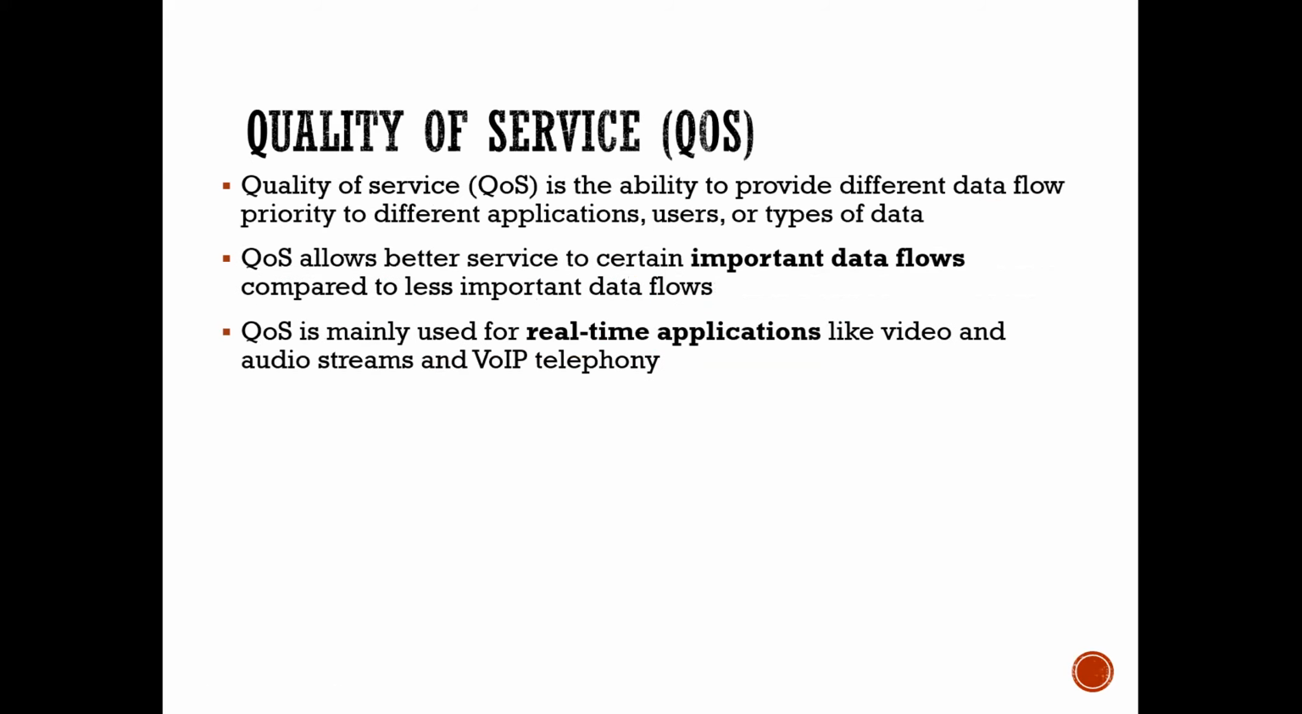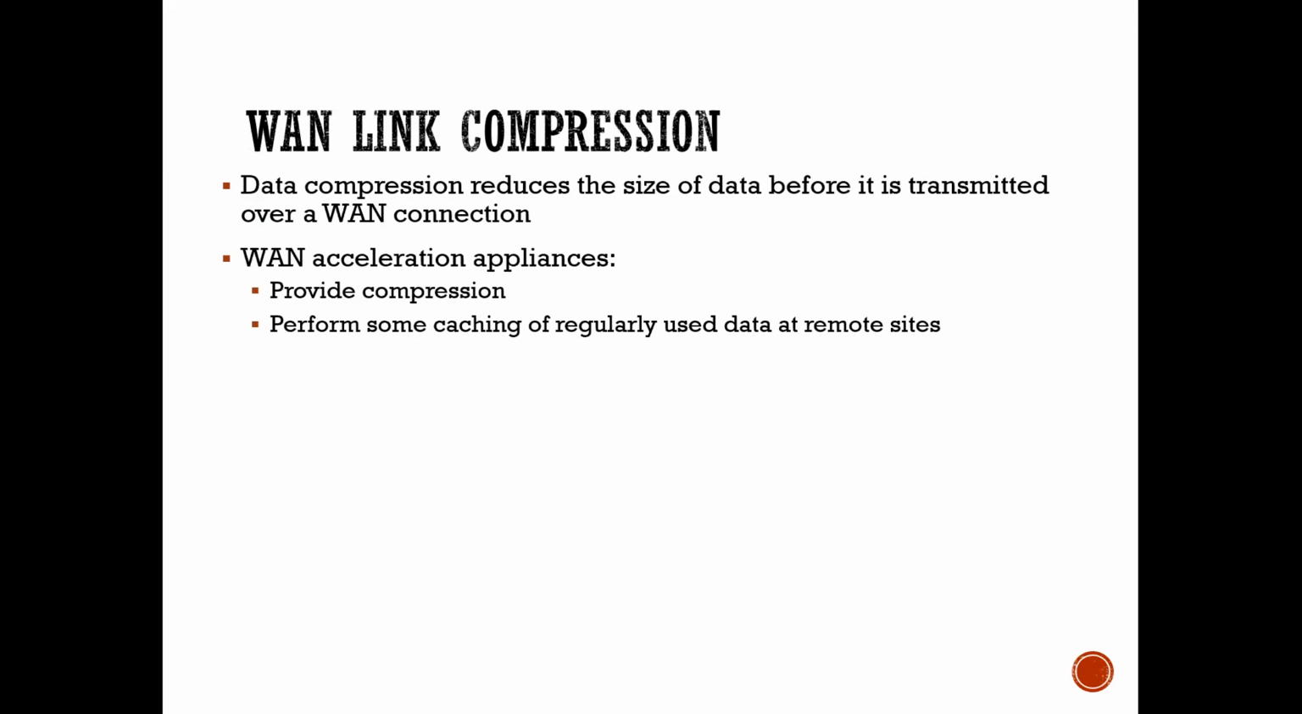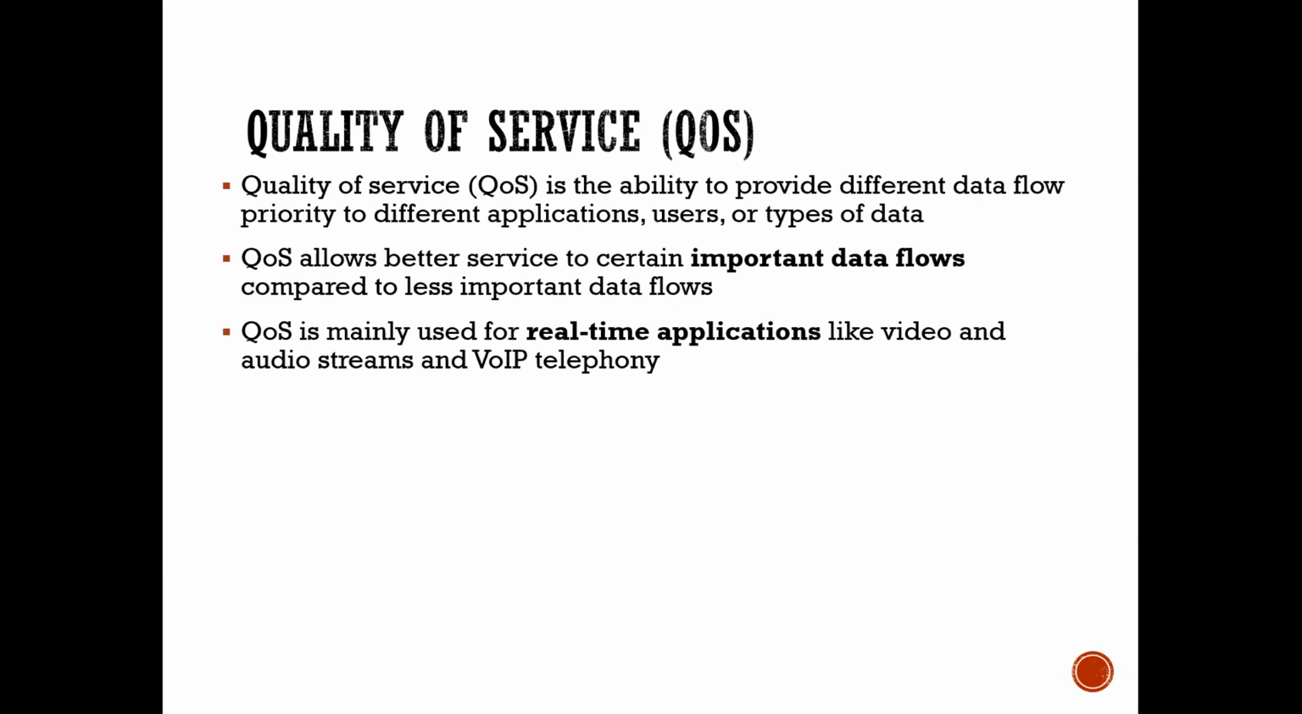Quality of service is the ability to provide different data flow priority to different applications, users, or types of data. Quality of service allows better service to certain important data flows compared to less important data flows.